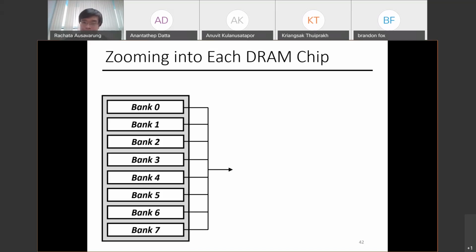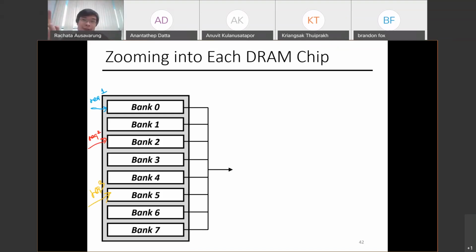Inside DRAM, these banks work independently. So you can send request 1 to bank 0, and at the same time, request number 2 that goes to bank 2 and request number 3 that is inside bank 5 can be serviced in parallel, right?